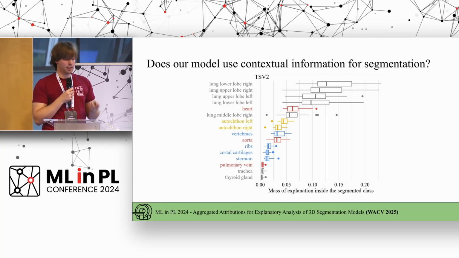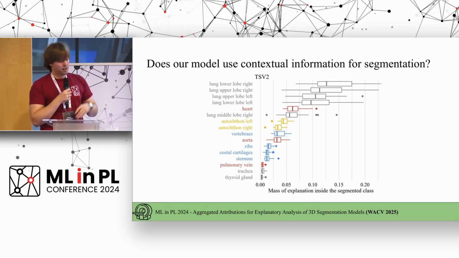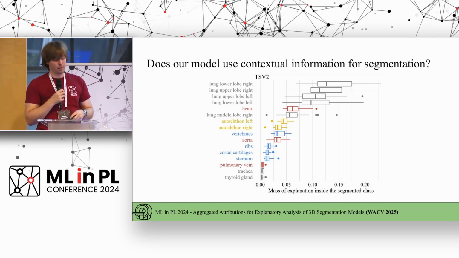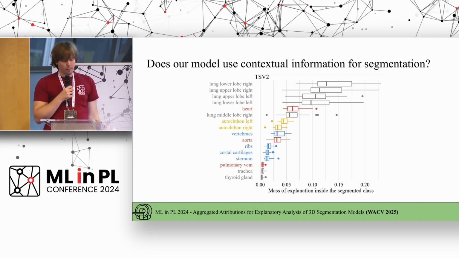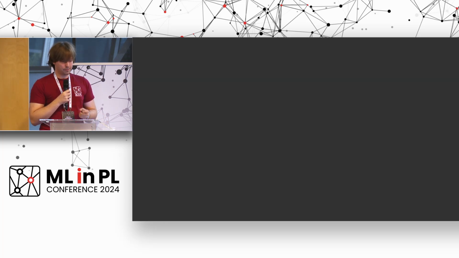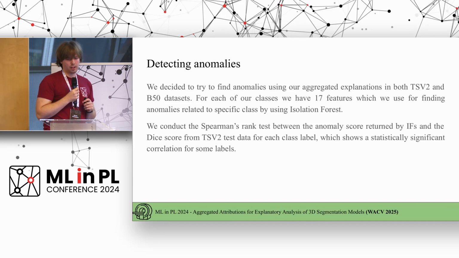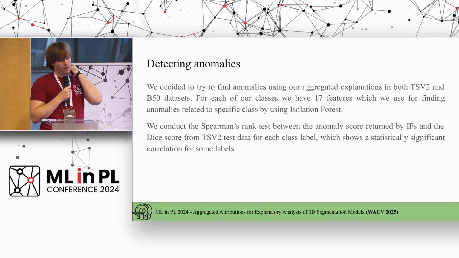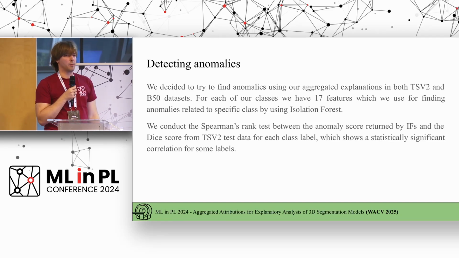And as we can see, the lungs are at the top, so the model mostly uses the information from the lungs to segment it, but there are some other body parts which use much more contextual information, and this just brings you some information about how this model simply works. But because we created this interpretable region of interest, we were interested whether we can detect some anomalies.